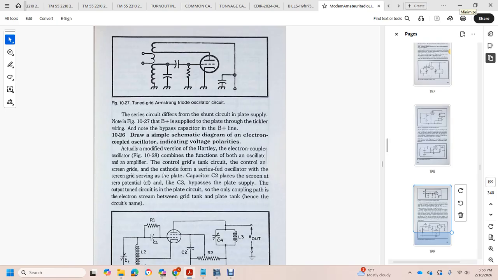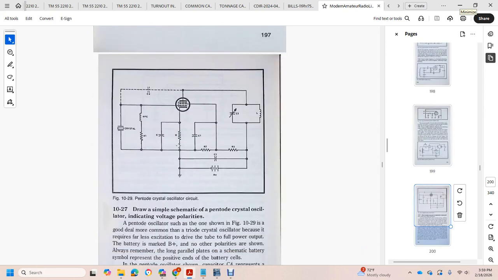Draw a simple schematic diagram, electron coupled oscillator, indicating voltage polarities. Actually, it is a modified version of the Hartley electron coupled oscillator, combining the functions of oscillator and amplifier, with a control grid, tank, and control and screen grids. It is a cathode series feed oscillator, with the screen grid circuit bypassed to the plate with capacitor 2, holding the screen at zero potential for radio frequency, and capacitor 3 bypassing the plate supply. The output is taken from the plate circuit, with the electron stream the only coupling path between the grid tank and the plate tank, hence the circuit name.